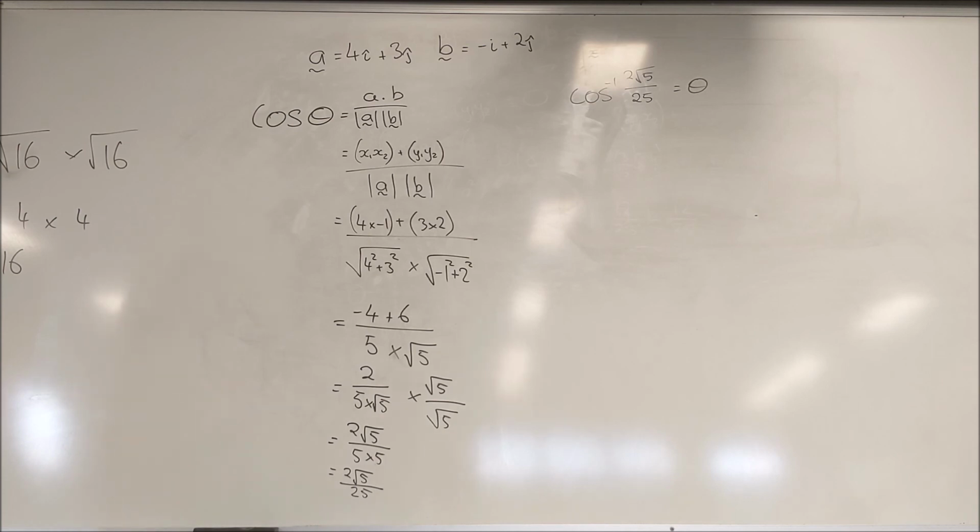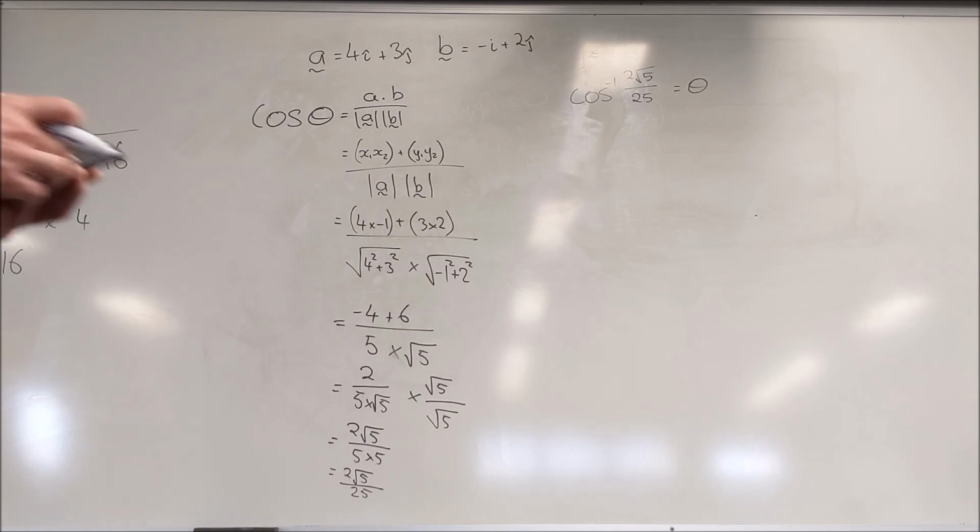Yeah, so you need to go to your mode. I press mode twice and I can set mine to radians instead of degrees. Then if we do inverse cos of 2 times root 5 divided by 25, we get 1.3909 radians.